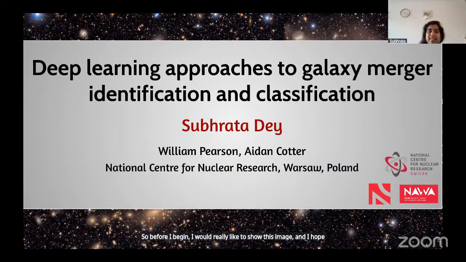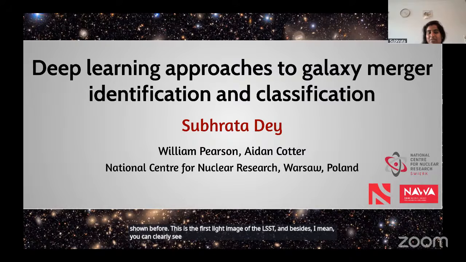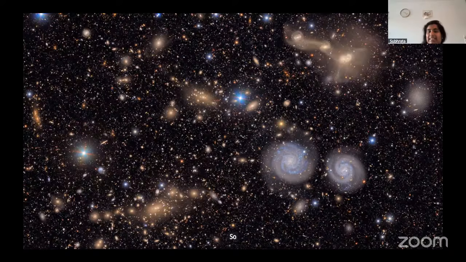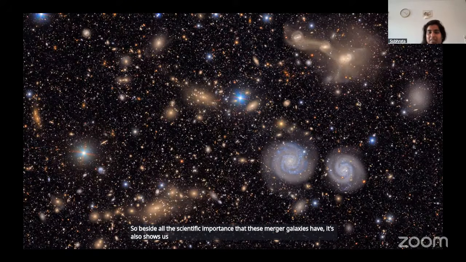Before I begin, I would really like to show this image, and I hope it was shown before. This is the first light image of the LSST, and you can clearly see that the star of this image is the merger galaxy that you see here on the top. Besides all the scientific importance that these merger galaxies have, it also shows us the beauty of being alive in these times where we can see the cosmos in such extraordinary detail.